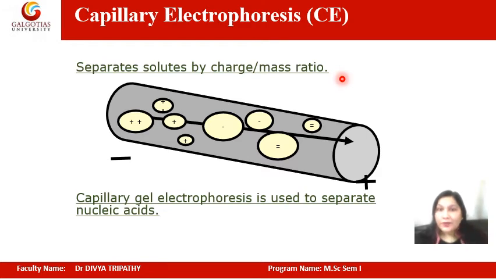If charge is more and mass is more, then it will be a medium type of molecule. If charge is more and mass is less, it will give a larger charge-to-mass ratio. And if mass is more and charge is less, it means the molecule has a lower ratio, and the separation will occur on the basis of that ratio only. Capillary gel electrophoresis is used to separate nucleic acid and protein molecules.